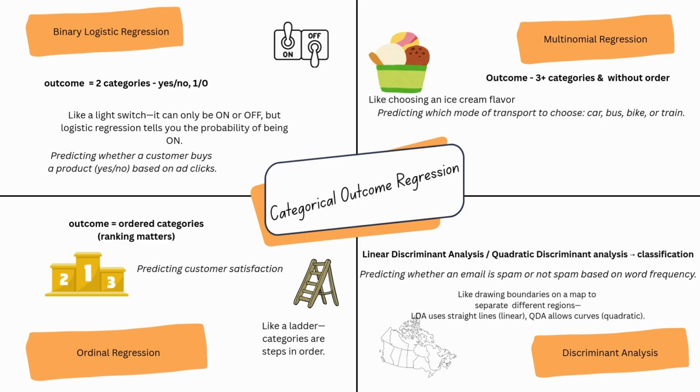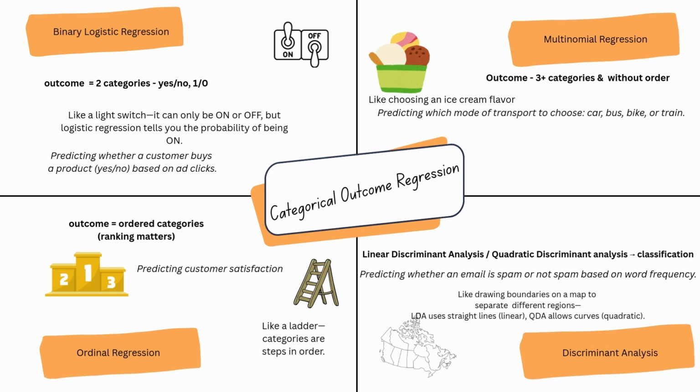Next is ordinal regression. It is used when the outcome has ordered categories where ranking matters. It's like prediction of the customer satisfaction. Next is multinomial logistic regression. It is used when the outcome has more than two categories without order. It's like predicting which mode of transport someone chooses, like car, bus, flight, train, whatever.